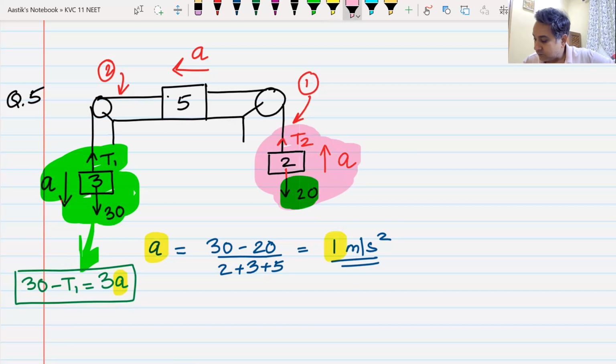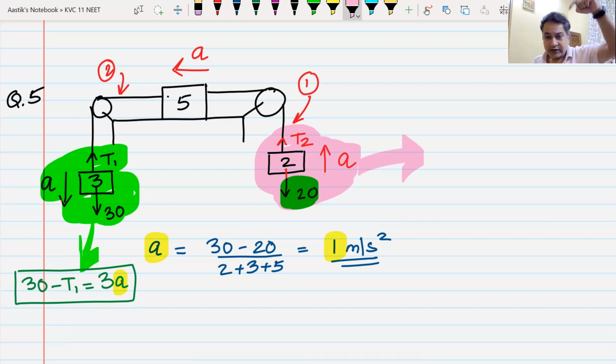20 minus T2 equals to 2A. T2. Remember, tension is different. Why is tension different? Because there are two strings. Two strings will have different tensions. One is T1 I have called. The other one is T2 I am calling. What will be the equation of the right hand side block?